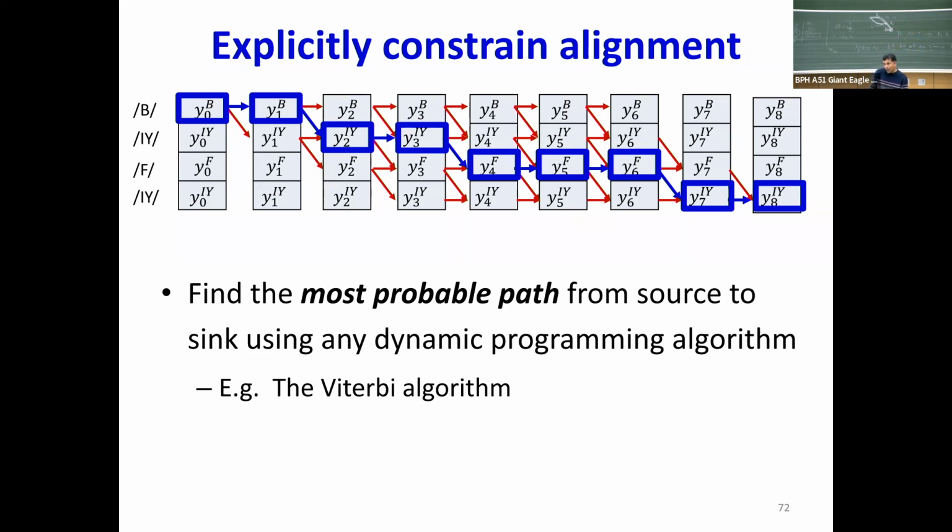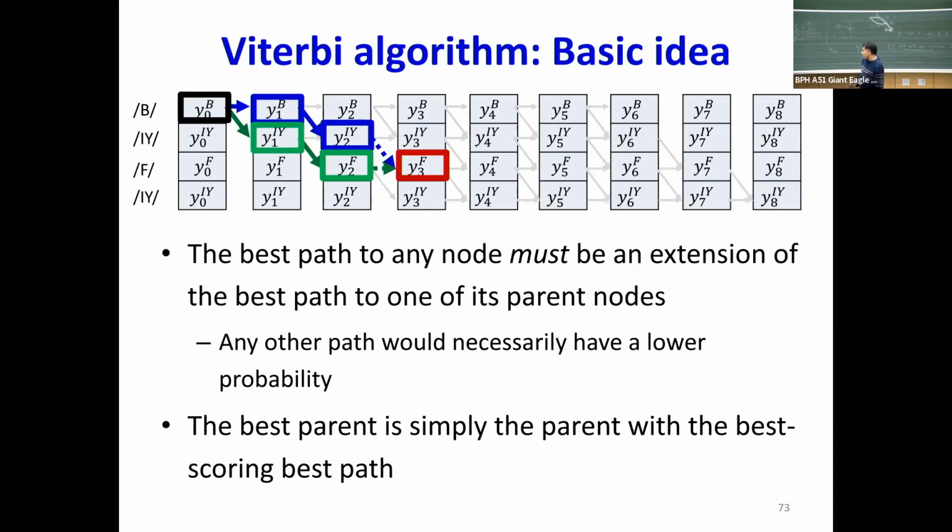So in order to find the best path to this node, all I have to do is to go through all of the parents, find which parent had the highest probability best path, and extend it, right? The best path to any node must be an extension of the best path to one of its parent nodes. And so the best parent is simply the parent of the best scoring best path. And the best path to any node is basically an extension of the best path to the best parent, too many bests. But, is that making sense?